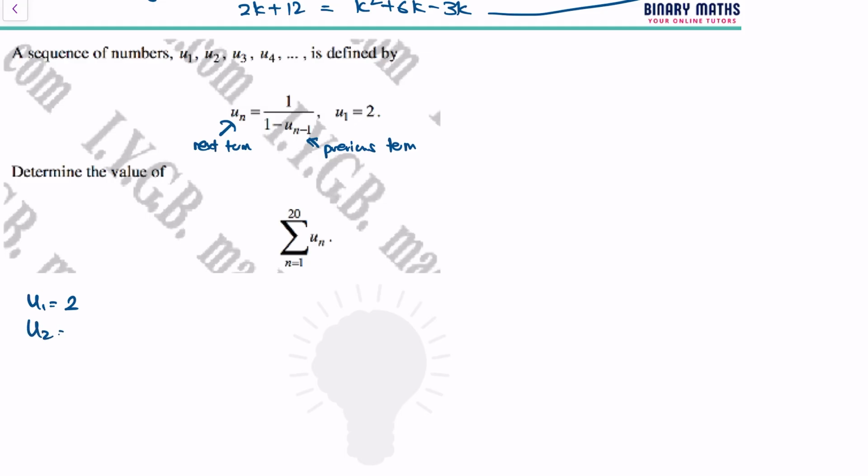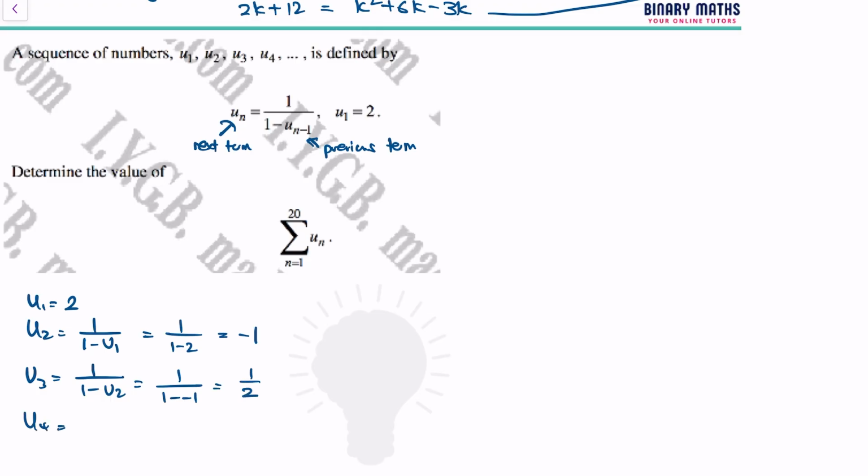Then U2 will be equal to 1 over 1 minus U1, which is 1 over 1 minus 2, which is equal to minus 1. U3 is equal to 1 over 1 minus U2, which is equal to 1 over 1 minus minus 1, which is equal to 1 over 2.